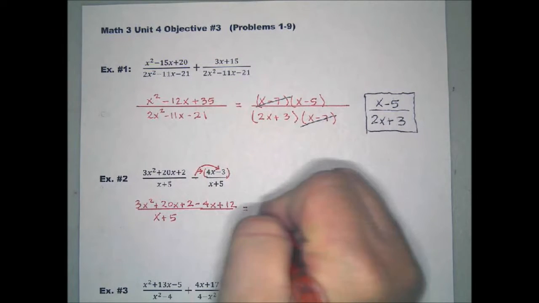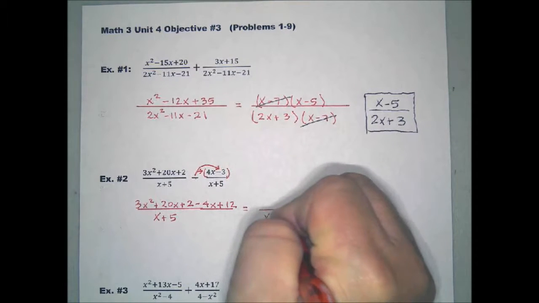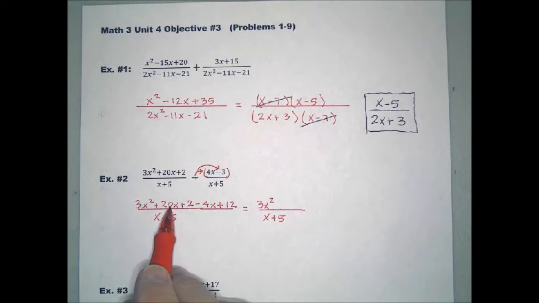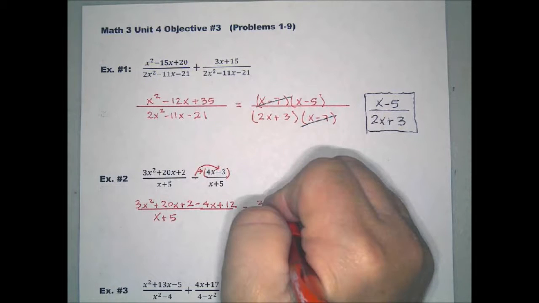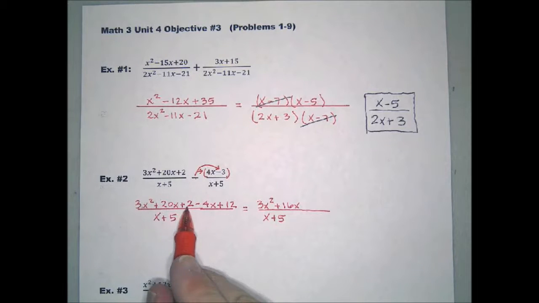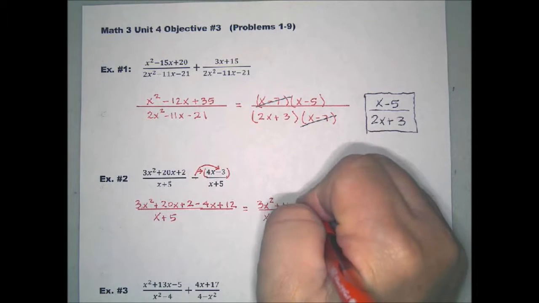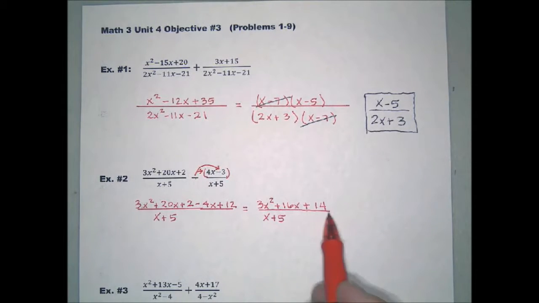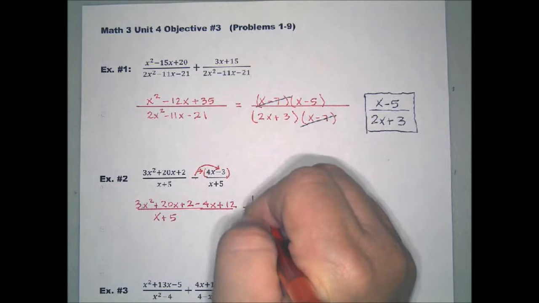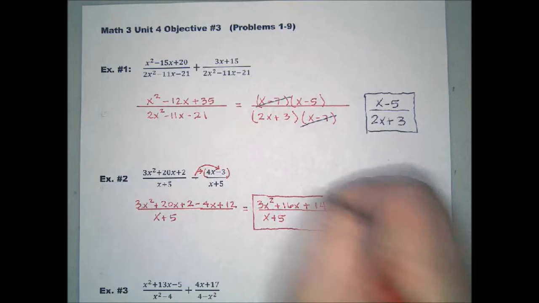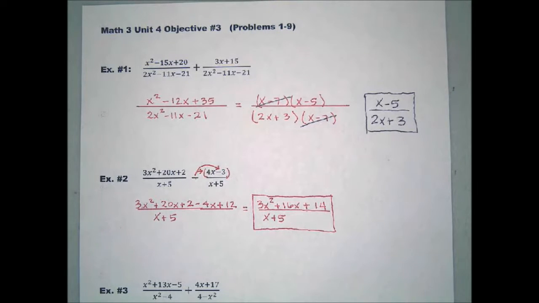Now I need to simplify that numerator. I know my denominator is still x plus 5, so I've got 3x squared. A 20x minus a 4x is plus 16x. That 2 added to that 12 makes 14. And this would be a guess and check factor also, except it doesn't work. So you'd be here all day guessing and checking because there isn't a pair of factors that make this work. So there's your answer.